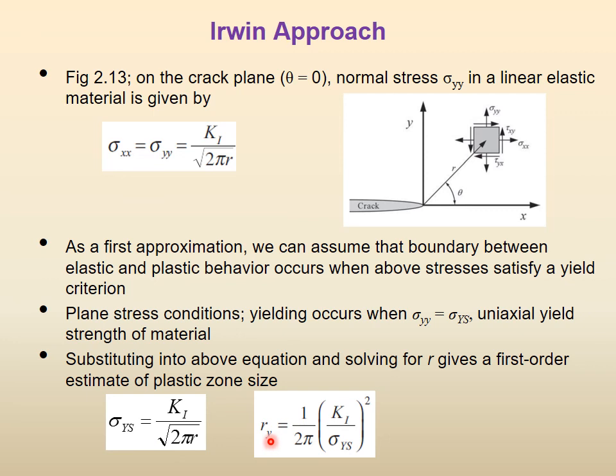So this r, the radius of the plastic zone for the Irwin approach, if there is some plasticity, and the condition is that we assume that sigma yy is replaced by the yield strength. So this ry, the plastic zone size, the radius of the circle or the plastic zone here, is 1 upon 2 pi, K1 upon sigma ys, squared. K1 is the stress intensity factor, and sigma ys is the yield strength of the material. So this is the Irwin correction.